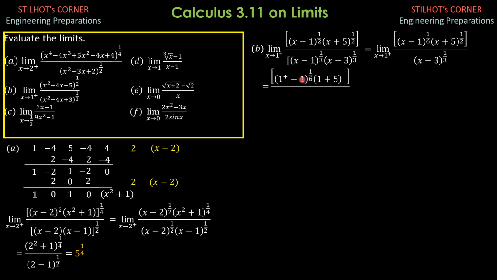So this is approaching 0 from the right, raised to 1/6, so that's still 0 times square root of 6 divided by negative 2 to the 1/3, which is defined. So the final answer, the limit is 0.